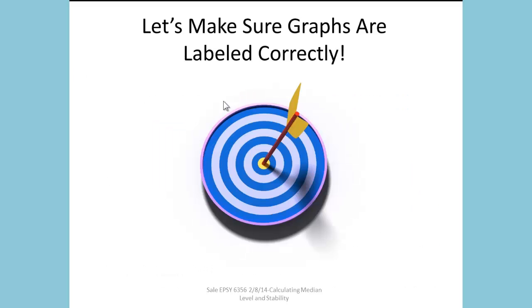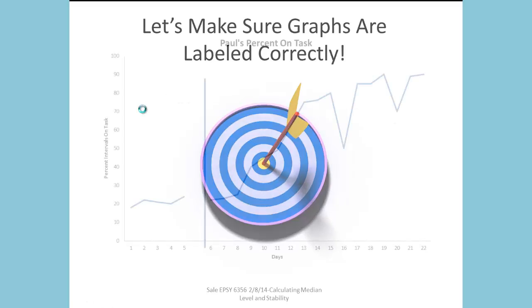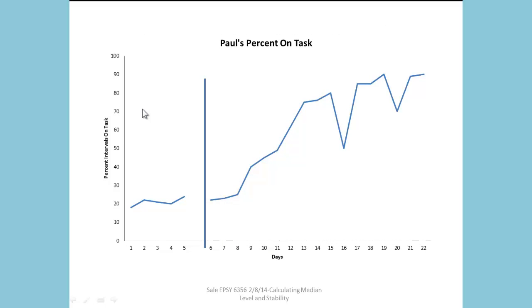Now we're going to talk about the graphs. Just as a refresher, we want to make sure that your graphs are all labeled correctly. Here's the basic graph. You'll see that it has a title, which is Paul's percent on task. You'll see that it has the ordinate or x-axis labeled in time. In this case, it's days. And here it's percent of intervals on task. Right here, this is the y-axis or the vertical axis.